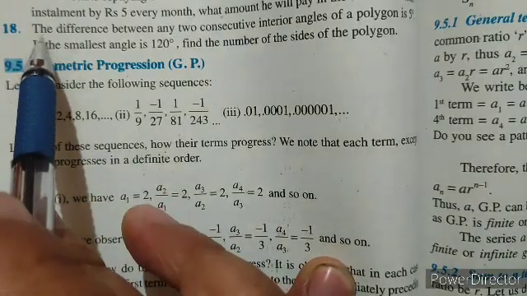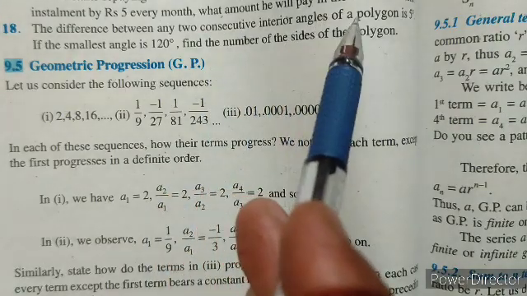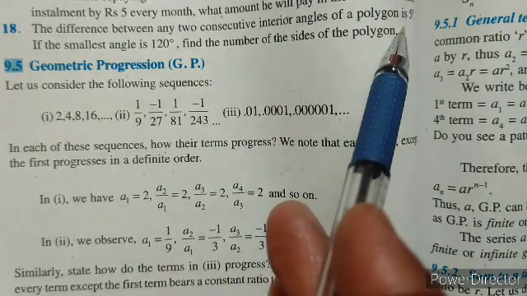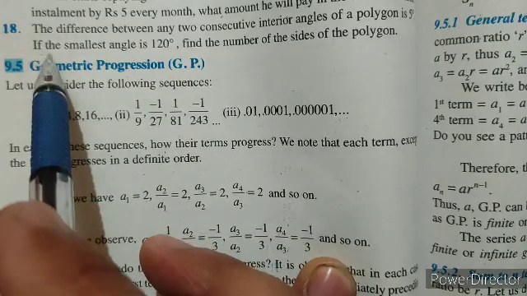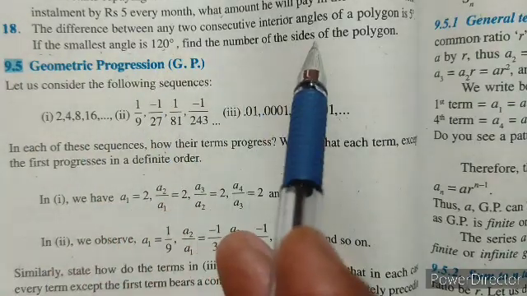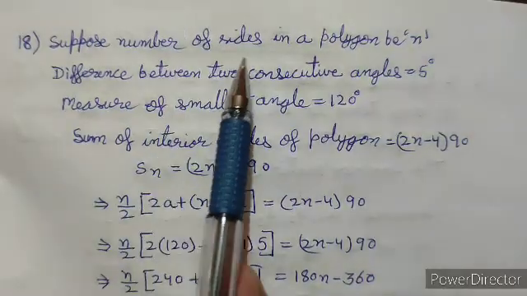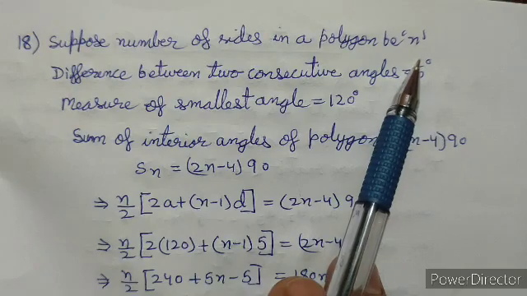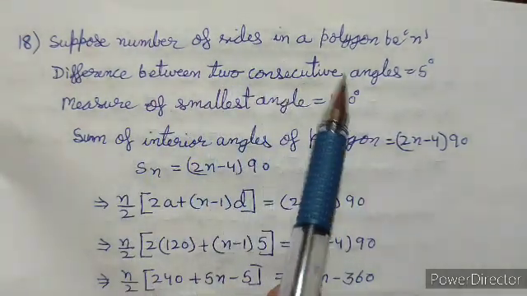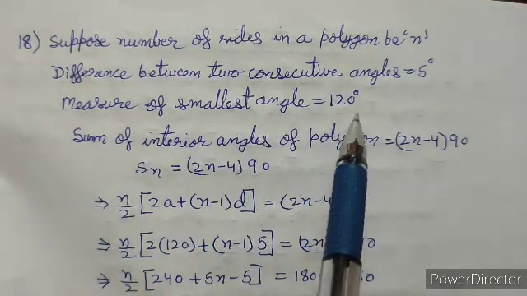In question number 18, the difference between two consecutive interior angles of a polygon is 5 degree, and if the smallest angle is 120 degree, then we have to find out the sides of the polygon. Now suppose the number of sides in a polygon be n. Difference between two consecutive angles is 5 and the measure of the smallest angle is 120.